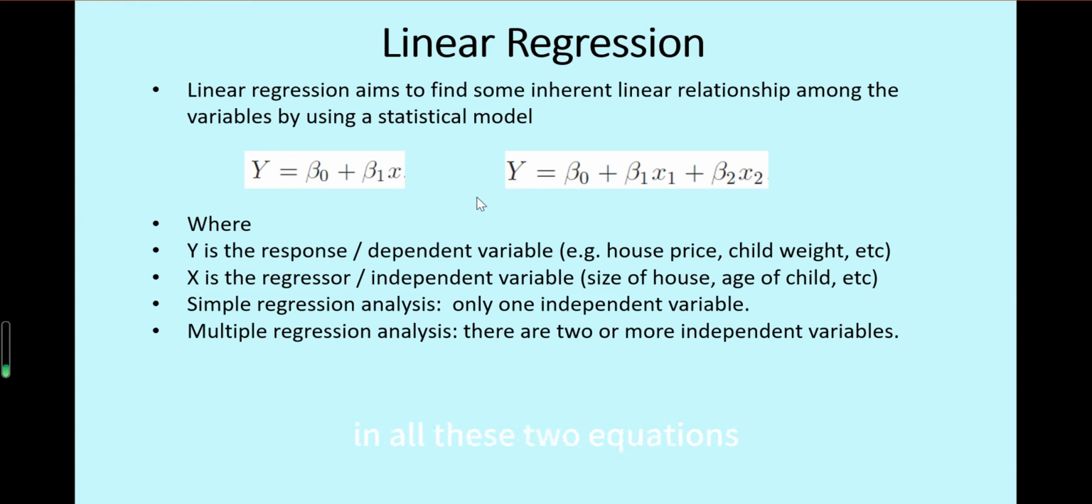In both of these equations, y is the response or dependent variable, like house price or child weight, and x here is the regressor, or say independent variable, just like size of the house and age of child.